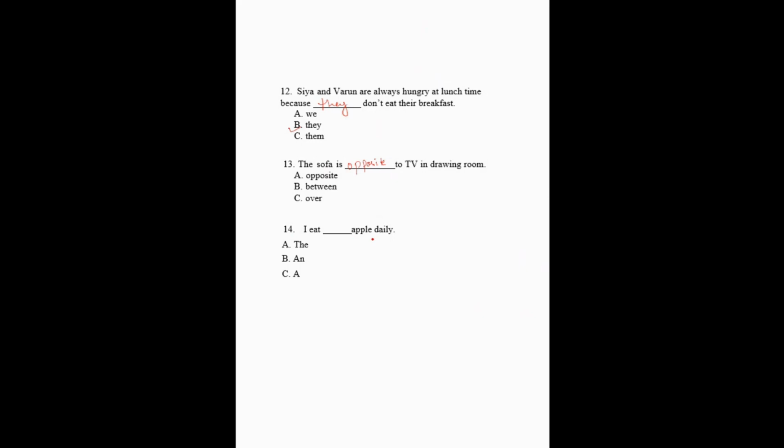I eat dash apple daily. What do we eat? The apple, an apple or a apple. So before any vowel, it would be an. I eat an apple every day.